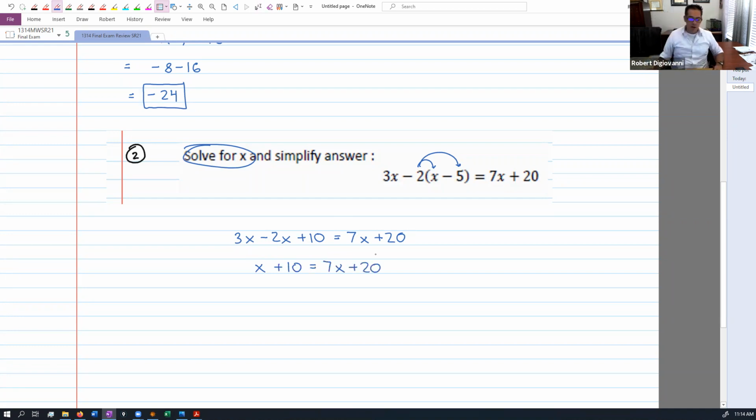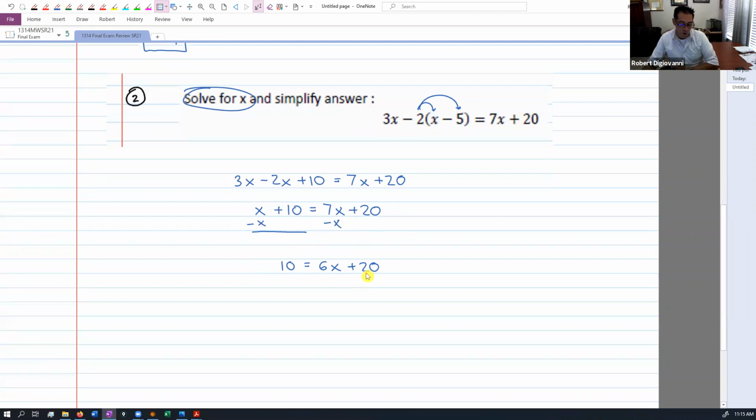And now at this point, I've done everything I can on each side. So I'm going to move all my x's to one side and all my numbers to the other. So since I have a 7x on the right and a 1x on the left, I'm going to subtract x on both sides. That leaves me with a 10 equals 6x plus 20.